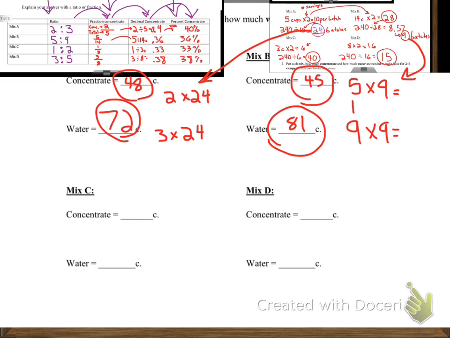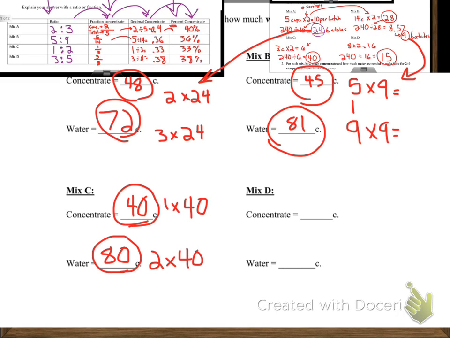Now, the next one we're going to do is mix C. And for mix C, what was our ratio? I bet you remember already. 1 cup of concentrate, 2 cups of water. But how many batches am I going to need? This was the one that needed a whole boatload of batches. I needed 40 batches to make this one work. 1 times 40 gives me 40. So I'll need 40 cups of concentrate. And 2 times 40 gives me 80 cups of water.